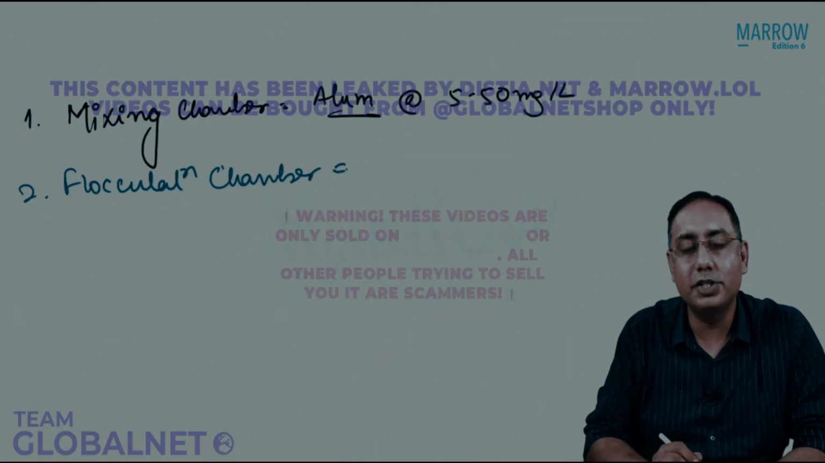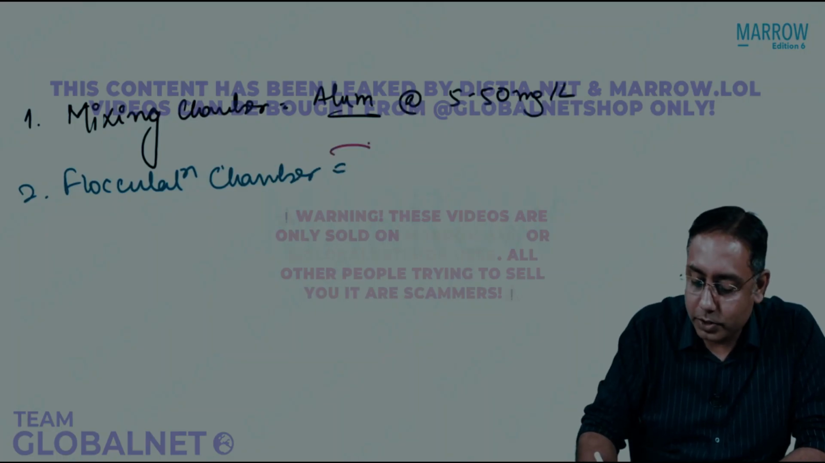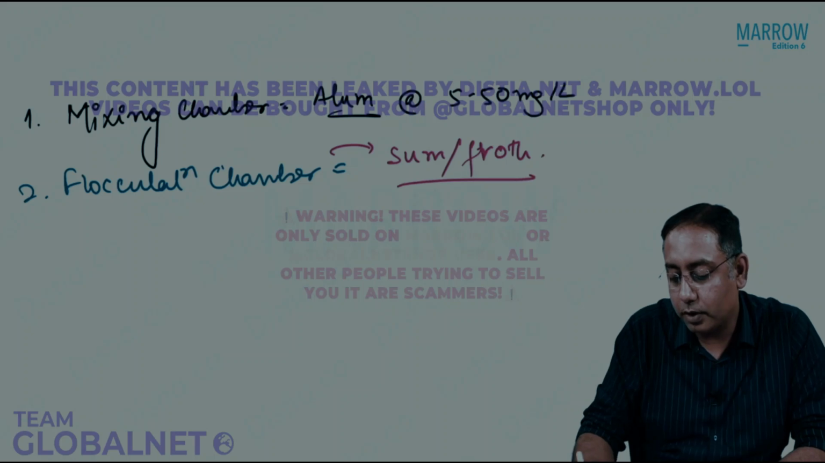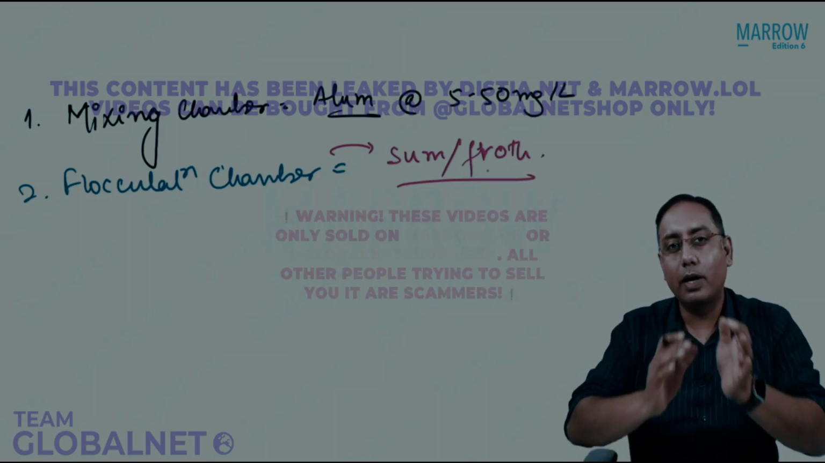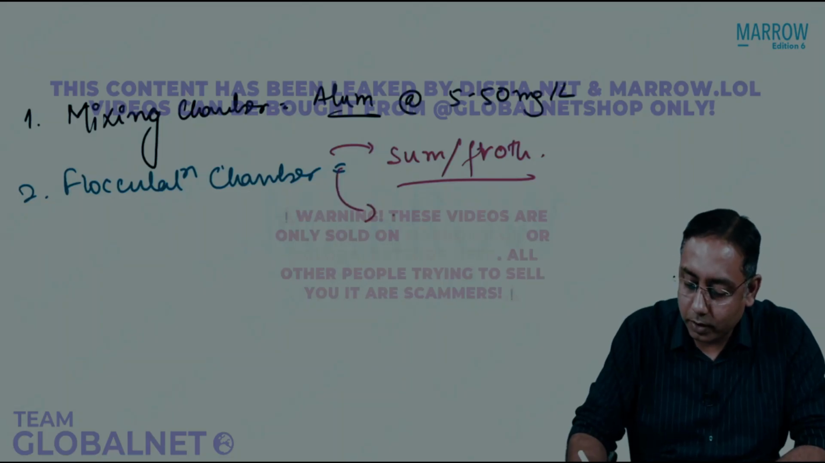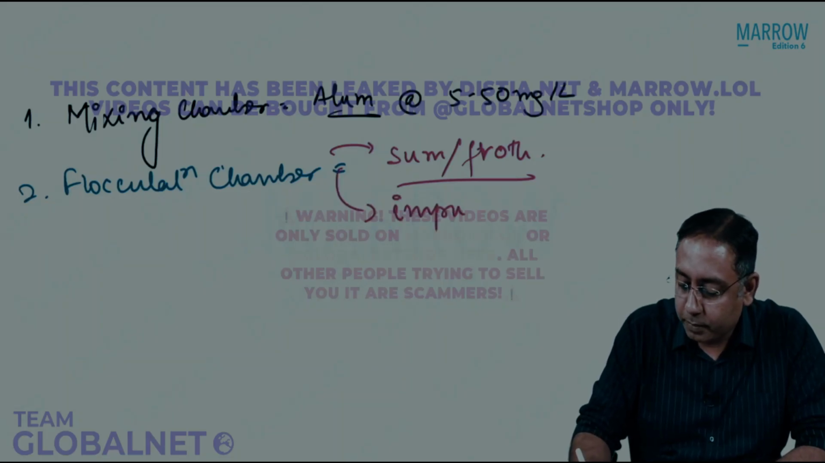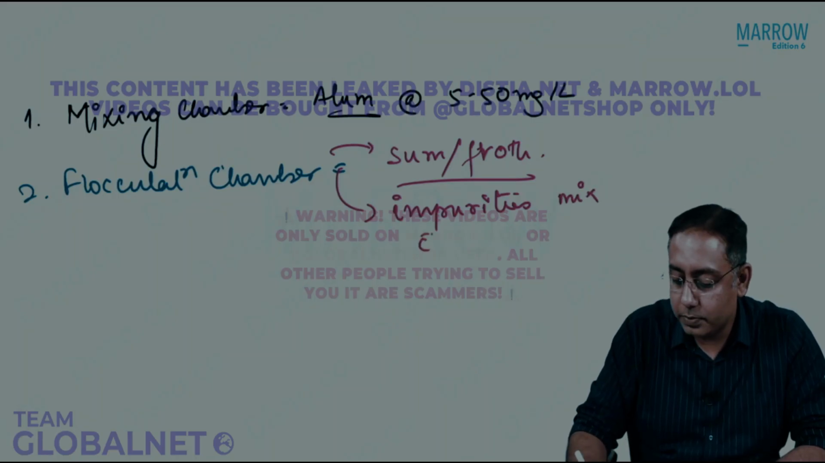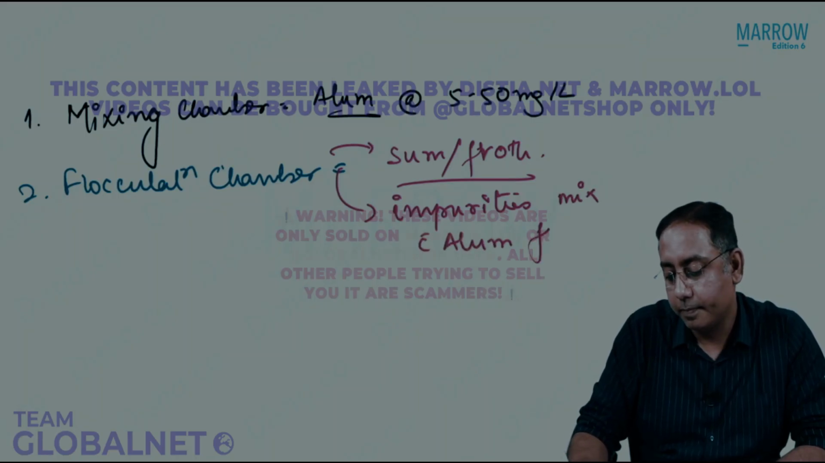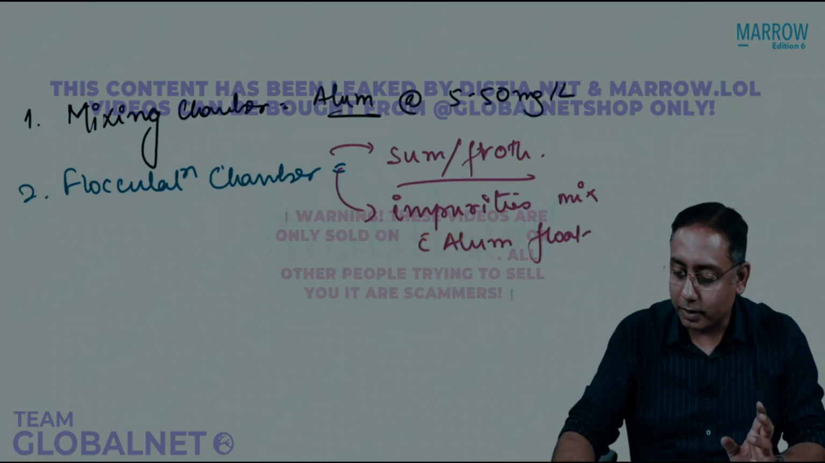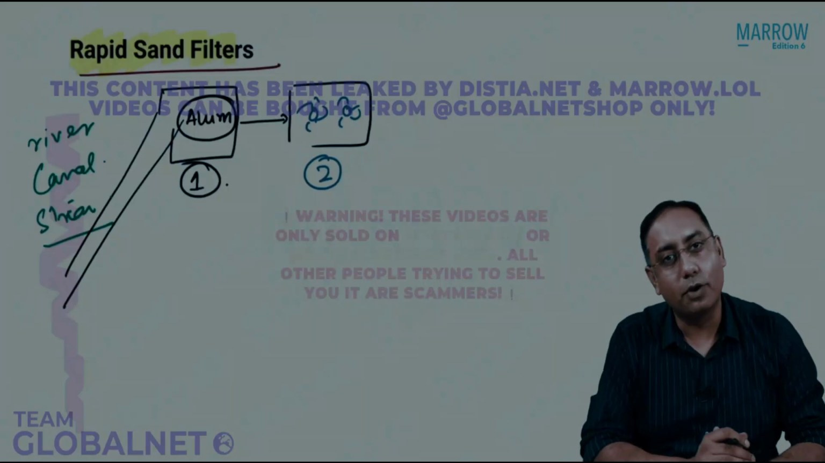In the flocculation chamber, the MCQ is like what is going to form? There is formation of the scum, or there is a froth formation. Technically you are mixing the alum, and a lot of flocculation happens, and all the impurities will mix with alum, and they will float. They will float on top of the water. So you'll have a lot of froth on the water. So that is what is there in the flocculation chamber.